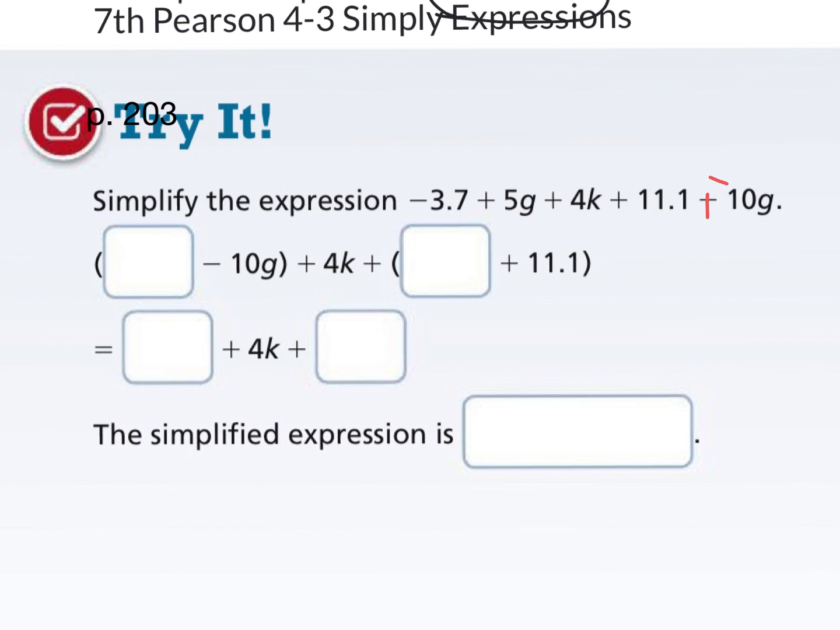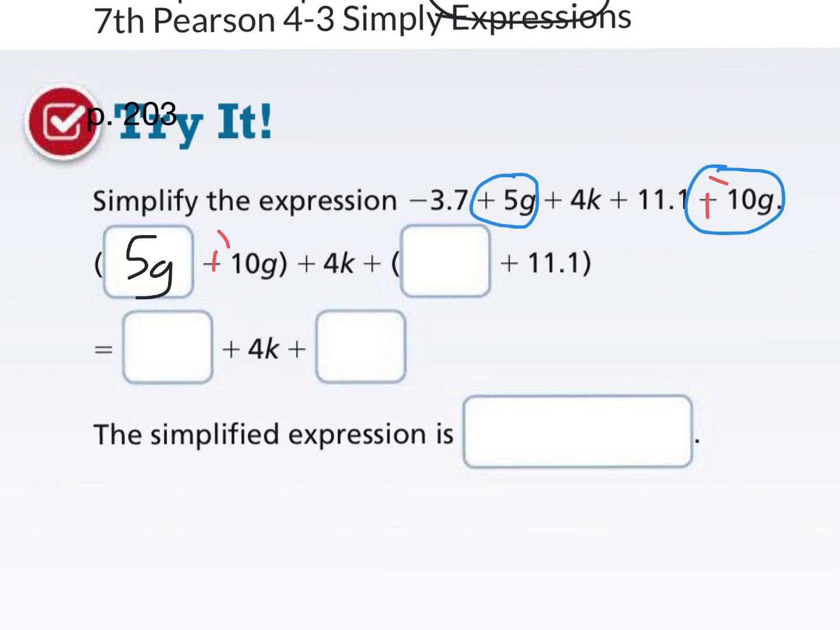Usually if there's more than one variable, what they do is they go alphabetical order. So in this case, G comes before K. They usually start with the variables and then do the constants at the end. So we've got 5G minus 10G, or plus a negative 10G. If you want to fill in the blanks here, we can.